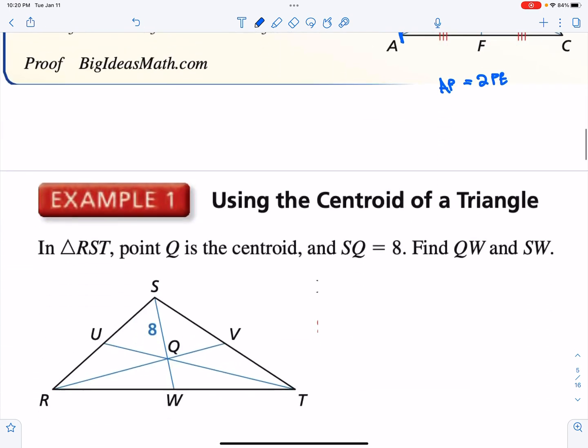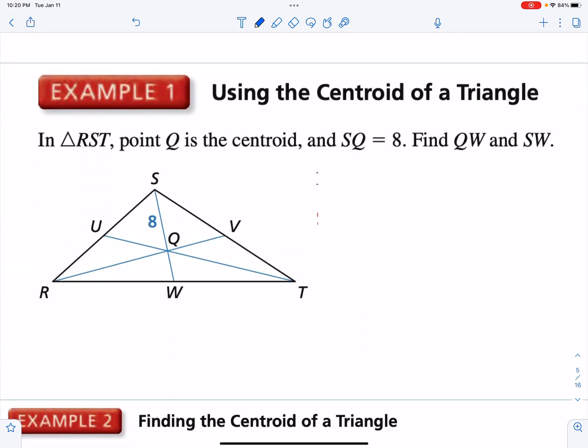That might be easier for us at times to identify and help us find those missing parts. Okay, so in this example, it says we have Q as the centroid, SQ is 8. We want to find QW, which is the 1/3 part, and then SW, which is the whole. So QW is the 1/3, and the 1/3 is half as big as the 2/3. So we simply take 8 divided by 2 and we get 4. Then to find the length of the whole segment SW, we can just add 8 and 4 together and get 12.